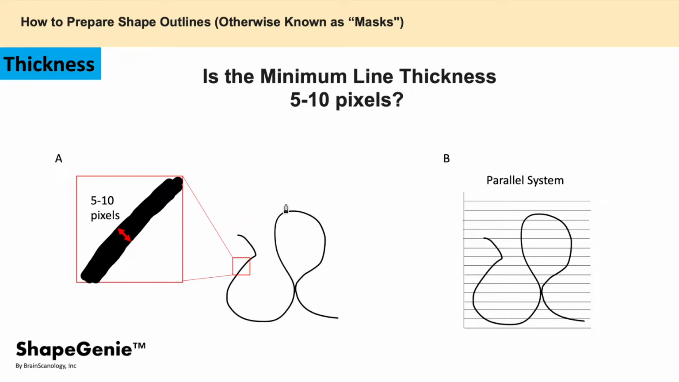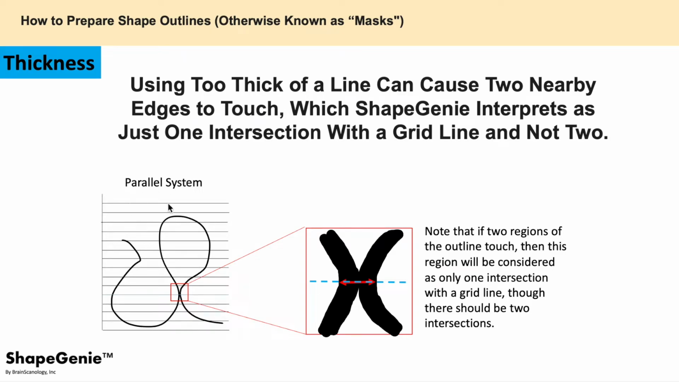For the shape in panel A, panel B shows that a parallel grid system is a good system of choice. This is a segue into explaining why we put 10 as a maximum for the line thickness. After overlaying a radial grid onto an object, Shape Genie searches for every intersection between a radial line and the object. In this line right here, there are 2 intersections. But let's look at this blue line right here. This blue line intersects the object 3 times.